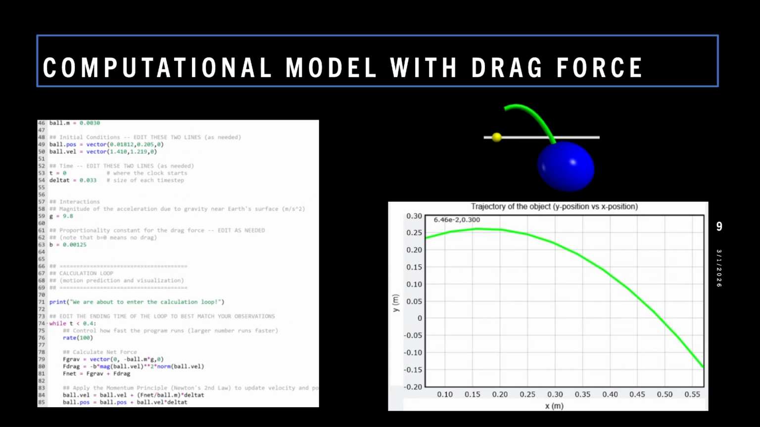So here's my computational model with drag force. Everything stayed the same, except now my B was 0.00125, which was the air resistance I found that matched my observational model the best.